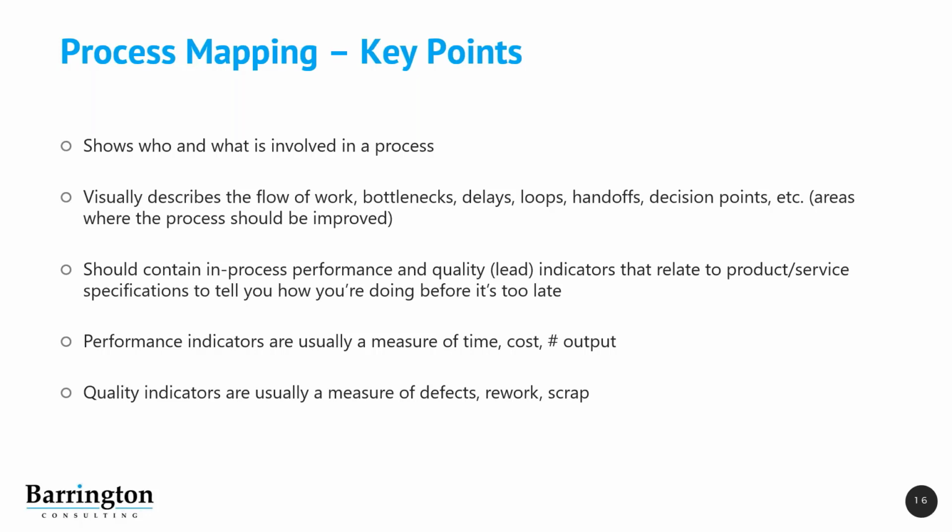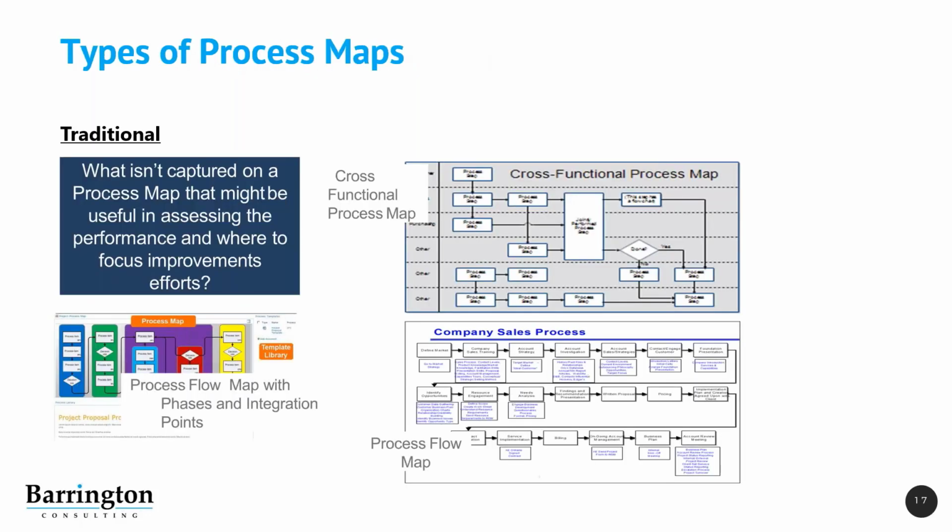So when you think about performance indicators, those are usually a measure of time, cost, or the output for the overall process. And then your quality indicators could be a measure of your defects, your rework, or your scrap for your overall process. So there's some key points to keep in mind when building a process map.